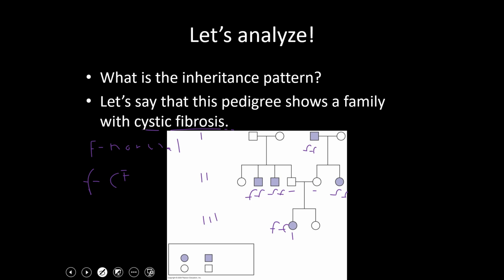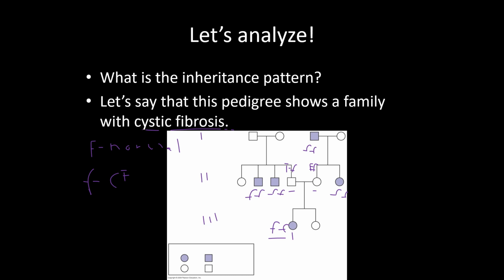Neither of her parents are affected. That means we know they have to have a capital F, because otherwise they wouldn't be normal. But these two parents produced a child that is little f. Since she is homozygous recessive, that tells us she must have gotten a lowercase f from each of her parents, and so we know that each of her parents is heterozygous. And so we could go ahead and put that in there.